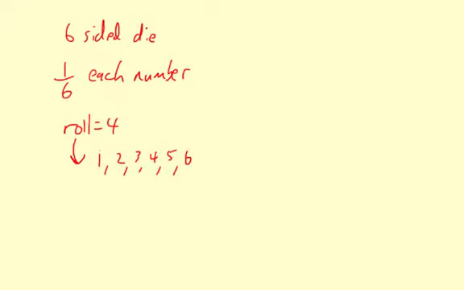So this is independent probability. The probability of each roll does not depend on the probability that came before it. If you want to find the probability of two independent events, you just multiply each individual probability. So if I want the probability of rolling a 4 twice in a row, that would be 1/6 times 1/6 equals 1/36.